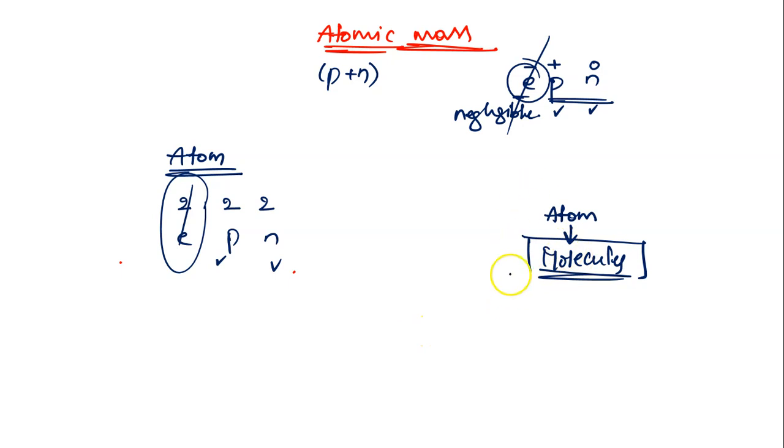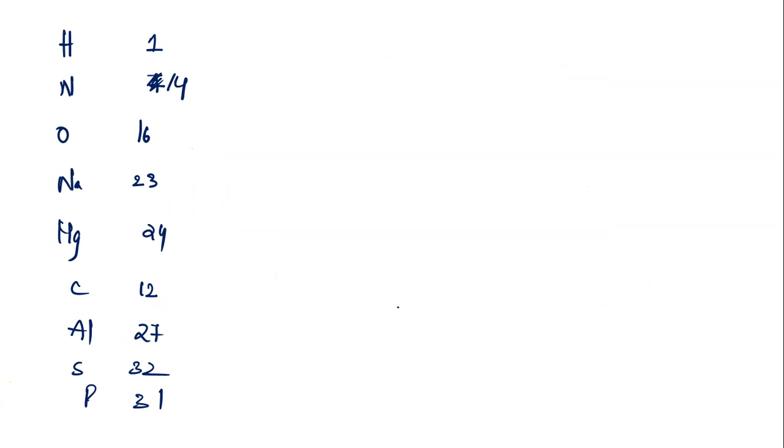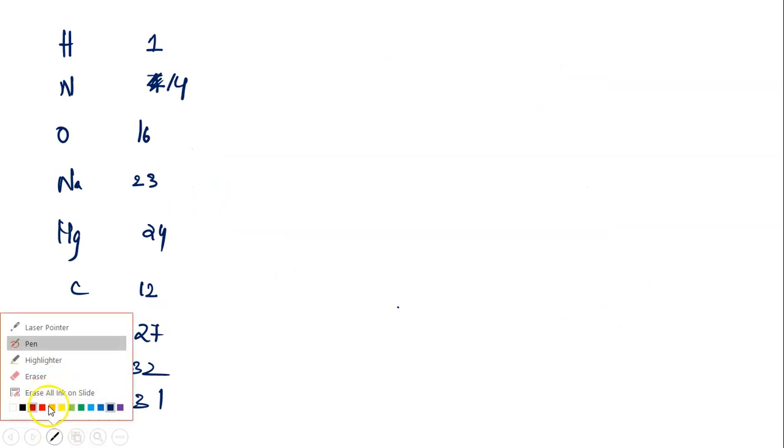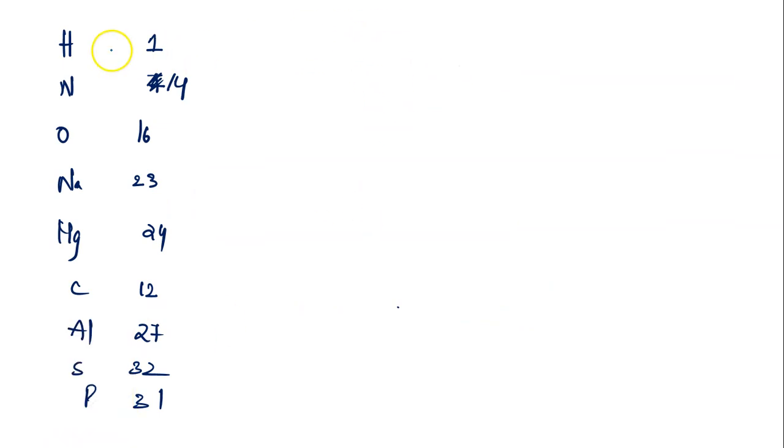So what about the mass of a molecule? If I call mass of an atom as atomic mass, what would I call mass of a molecule as? Mass of a molecule is nothing but molecular mass, right? So molecular mass. Then how to calculate molecular mass? Let's take example of some molecules first, and then let us see how to calculate the molecular mass.